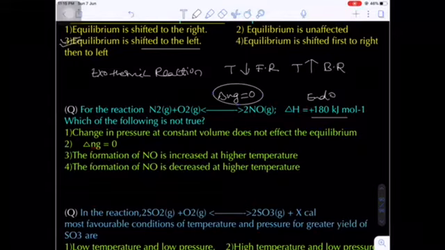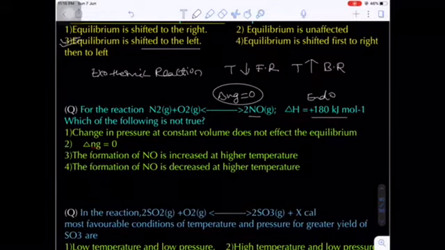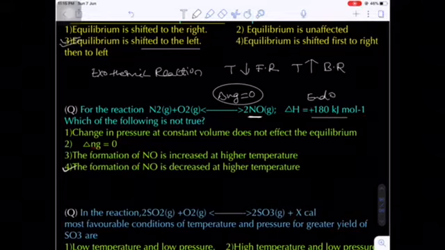Are you getting my point? The first statement is right, the second statement is also correct. The formation of NO is increased by high temperature. Yes, the formation of NO is nothing but the forward reaction, and the forward reaction is favorable by increasing the temperature. The formation of NO decreased by high temperature is the incorrect statement, because the question asks for the incorrect one.